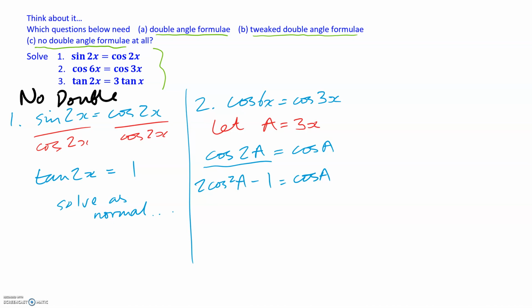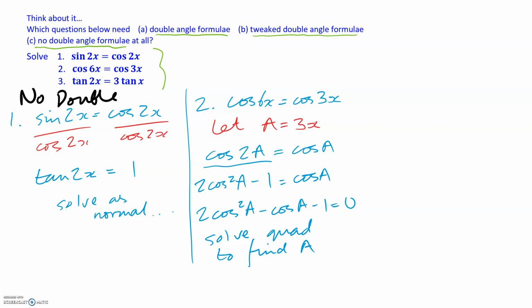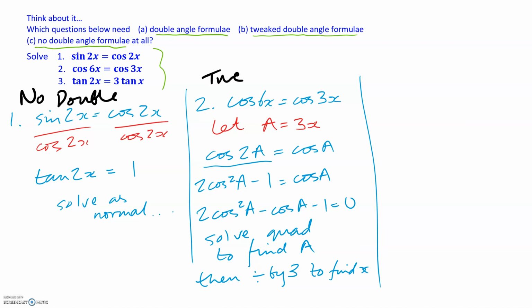And that can just be rearranged to get a quadratic in cos a now. So that's 2 cos squared a minus cos a minus 1 equals 0. And we just solve the quadratic as normal. Solve the quadratic to find a. But don't forget, we would then need to divide by 3 to find x. Now, that second one was a tweaked double angle formula question.